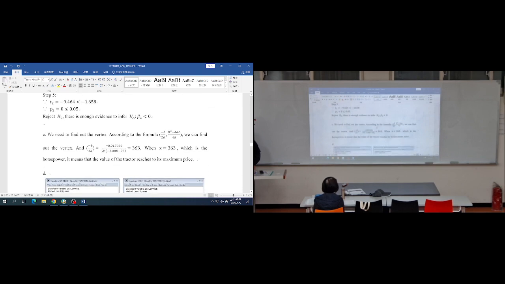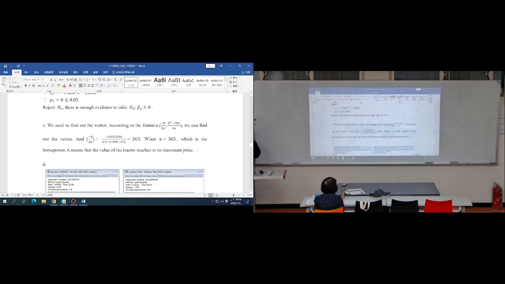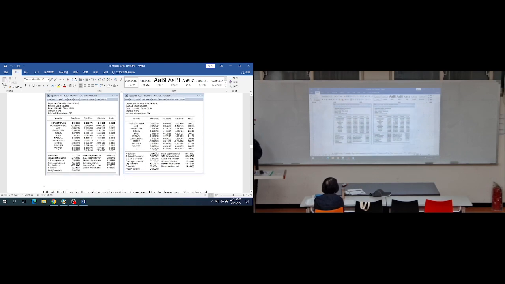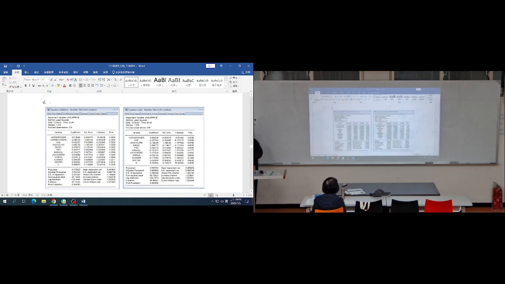So did you find these maximum points? Yeah, okay. So according to what I learned when I was a kid. Okay, very good. So the maximum point, approximately the horsepower will equal 363. Okay, good. And according to the adjusted R squared, the one with the horsepower square has higher adjusted R squared. So I choose this one.